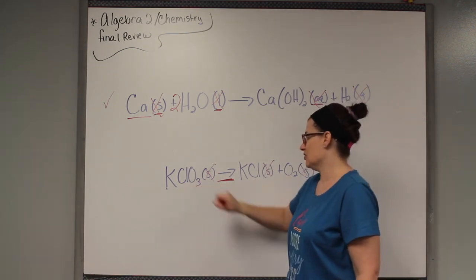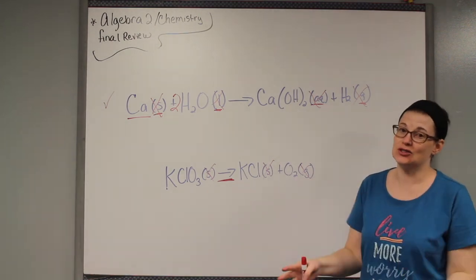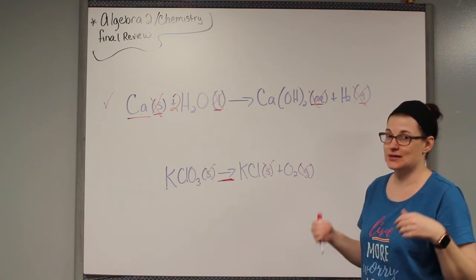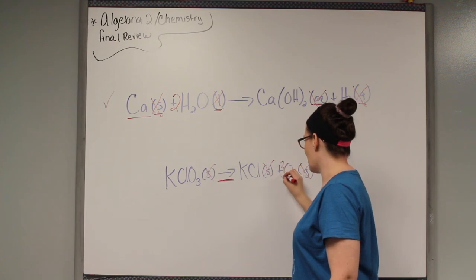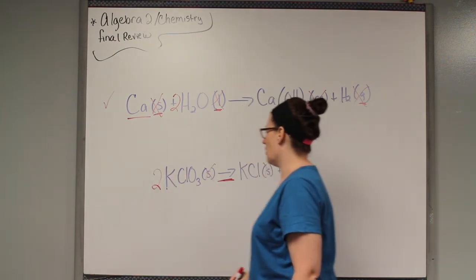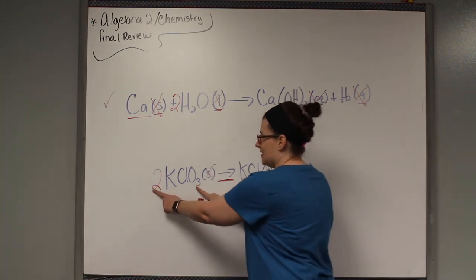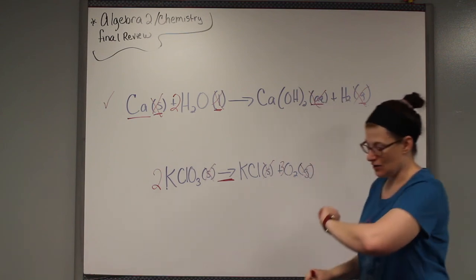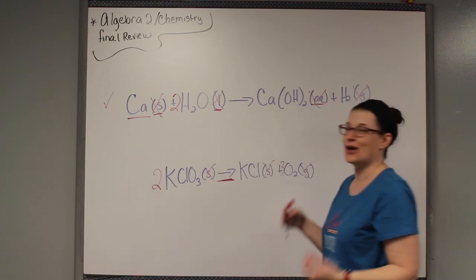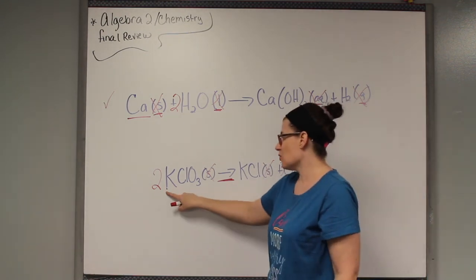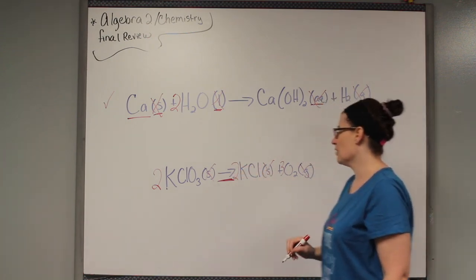I have 3 oxygen on this side, and I have 2. With 3 and 2, you're never just going to be able to put a number in front of one of them, because the closest number 3 and 2 both go into is 6. So in this case, I'm going to put 3 over here and 2 over here. What that does is give me 6 oxygen over here and 6, 2 times 3, oxygen over here. However, it changes my K and my Cl over here, so I need to make sure they're balanced. Now I have 2 K over here, only 1 K over here, so I need to put a big 2 right there.